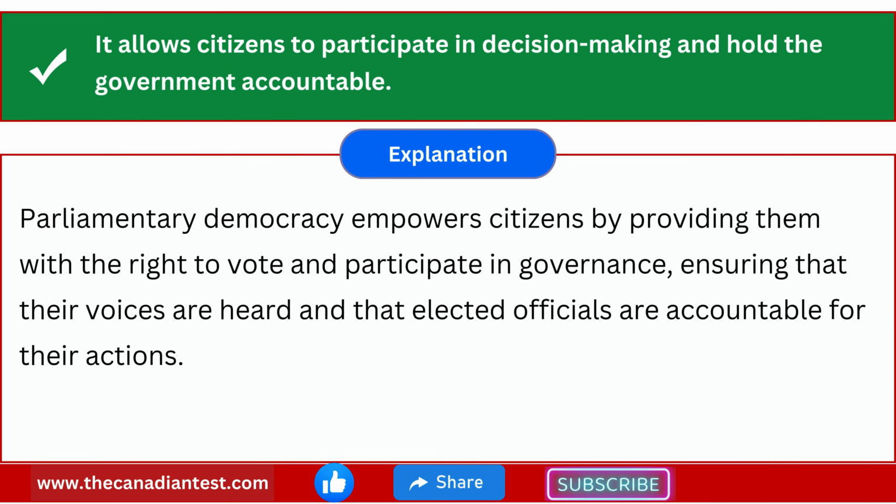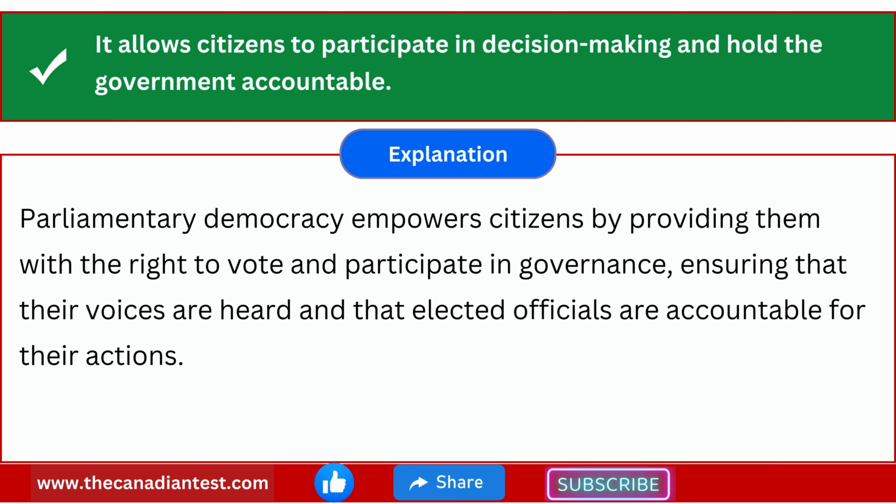The correct answer is it allows citizens to participate in decision-making and hold the government accountable. Explanation: parliamentary democracy empowers citizens by providing them with the right to vote and participate in governance, ensuring that their voices are heard and that elected officials are accountable for their actions.